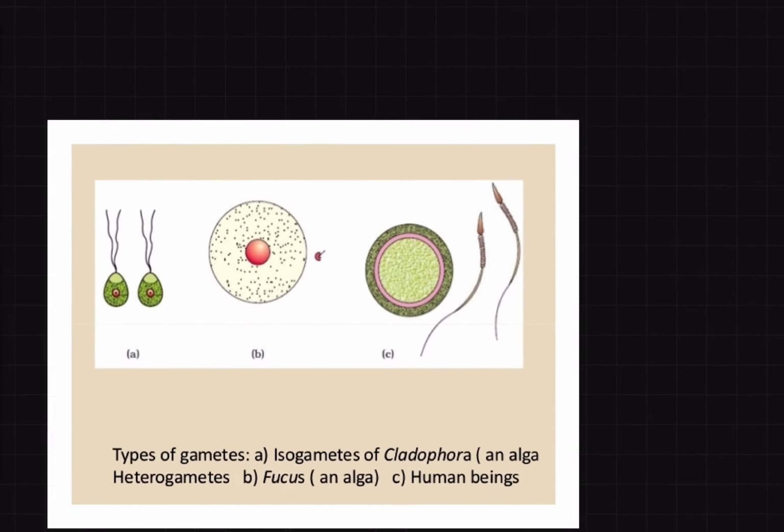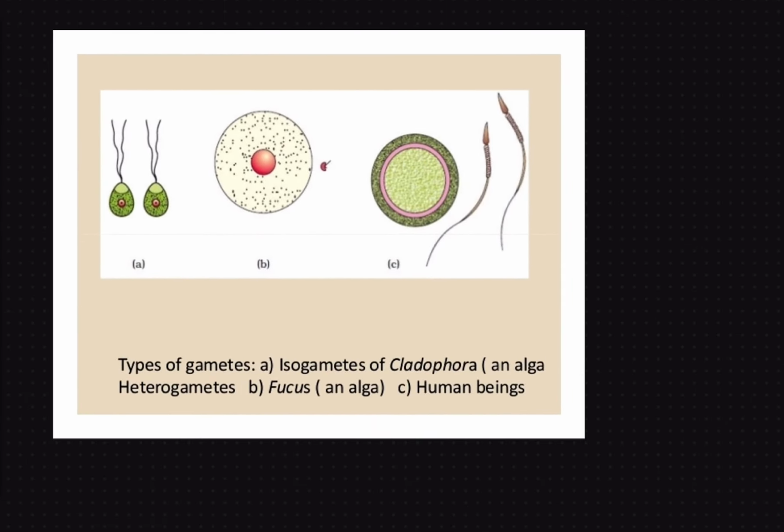Now, based on this information, let us identify the gametes that are given here. So, in case A, you can see both the gametes are similar in their size and shape. So, this is homogametic in nature. Homogametic, right? This is an example of isogametes of Cladophora. So, Cladophora is homogametic in nature, it produces isogametes, that means they are similar in terms of the morphology.